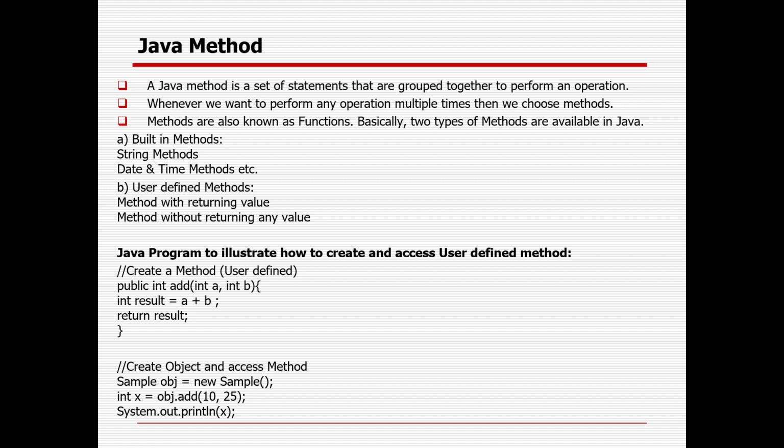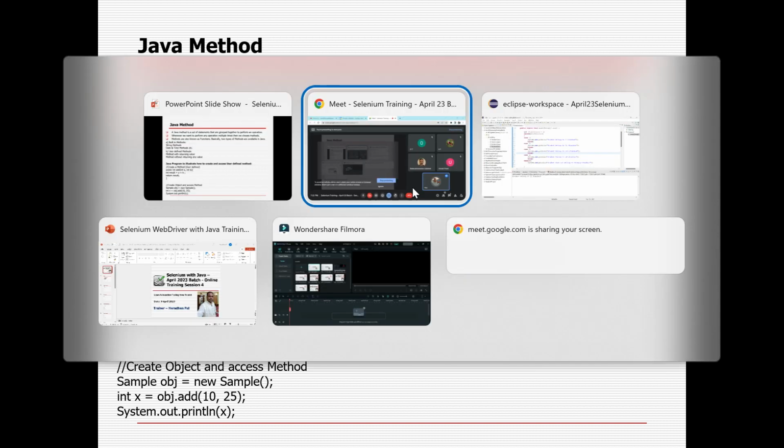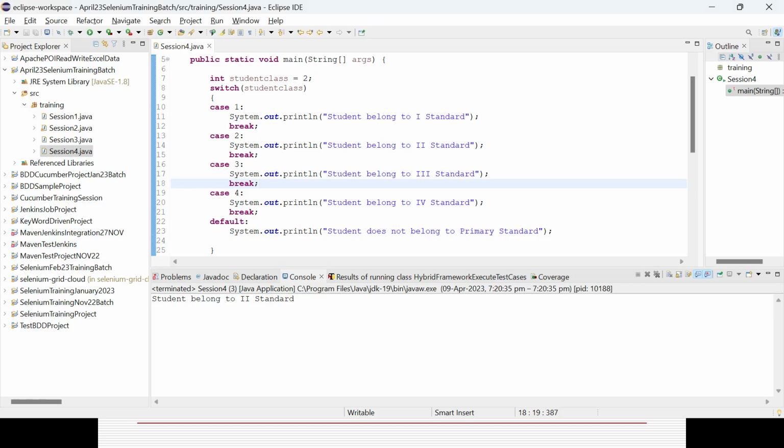As part of the user-defined method, you can create two types of method. One is a method without a return value and one is a method with a return value. Now let's see the user-defined method first, because the others you have already seen, and the date and time methods I will be covering in today's session. Let's comment it out here.